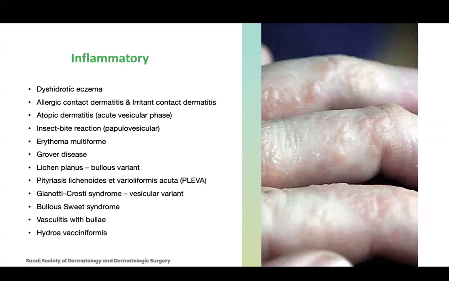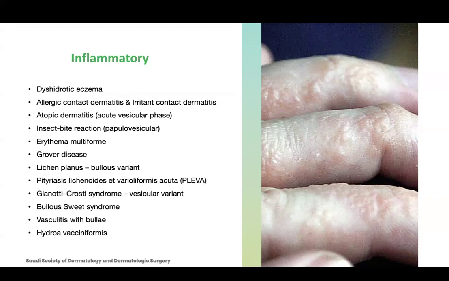Now we'll move to the inflammatory disorders. For the inflammatory disorders, lots of dermatologic disorders could present with blistering, and it is due to the extensive inflammation, which causes the separation. So it's not a true separation. It's the inflammation that causes a separation because of the deposition of cells from the severe inflammation.